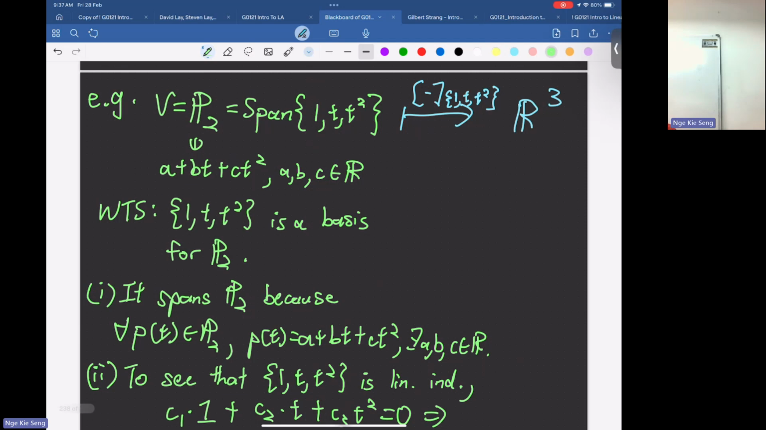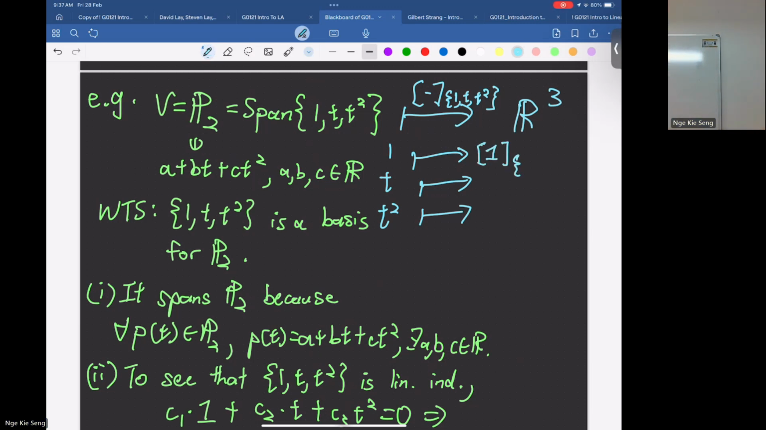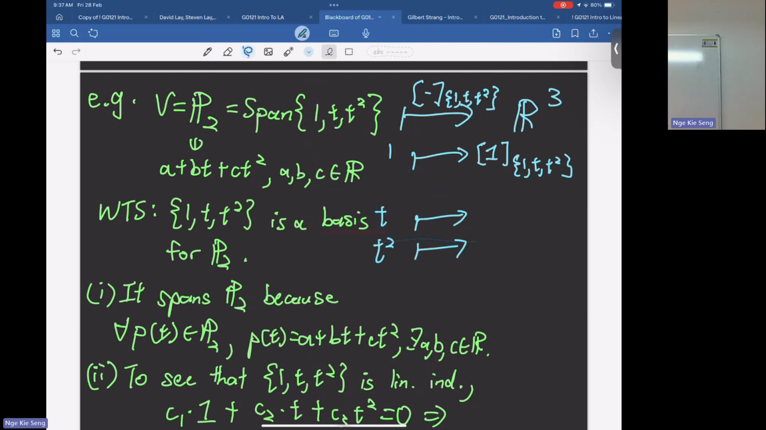But we can also do a similar computation in R3 here. So this is the application of this coordinate vector. In this case, 1, t and t squared, where should these go under this coordinate vector? Let's write this down. What's the coordinate vector for 1? And then what's the coordinate vector for t? And similarly, t squared.